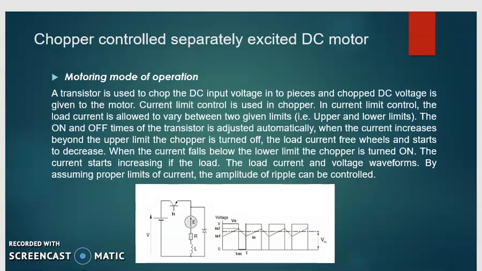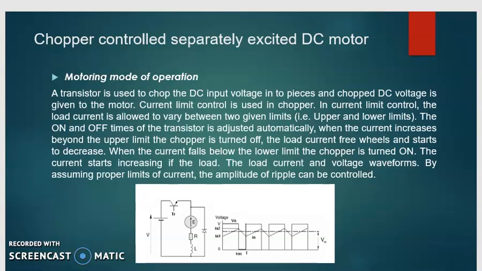A transistor is used to chop the DC voltage into pieces, and the chopped DC voltage is given to the motor. Here the transistor acts as a switch or chopper circuit. Current limit control is used in the chopper. In current limit control, the load current is allowed to vary between two given limits, that is, an upper limit and a lower limit. The on and off times of the transistor are adjusted automatically. When the current increases beyond the upper limit, the chopper is turned off and the load current freewheels and starts to decrease. When the current falls below the lower limit, the chopper is turned on and the current starts increasing. By choosing proper limits of current, the amplitude of ripple can be controlled.